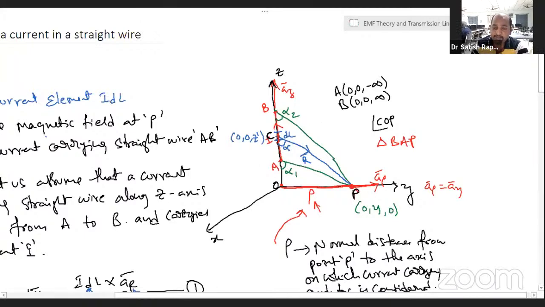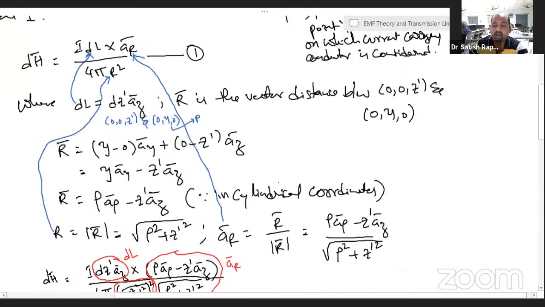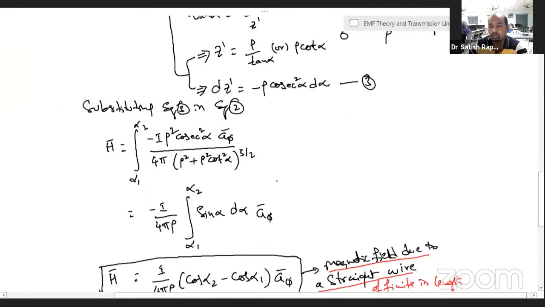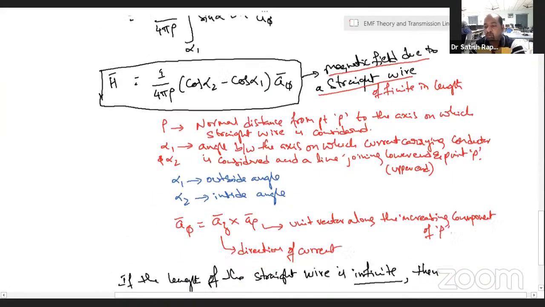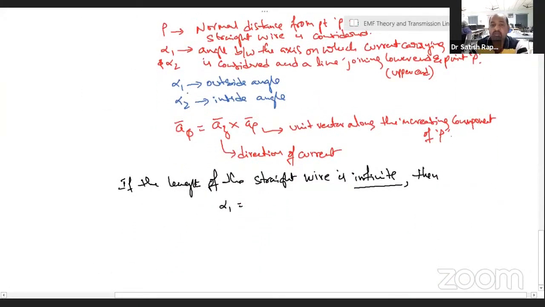So if A is at infinity, what is alpha 1? Alpha 1 is 180 degrees. 180 degrees. If B is at infinity, alpha 2 is 0. Alpha 2 is 0.